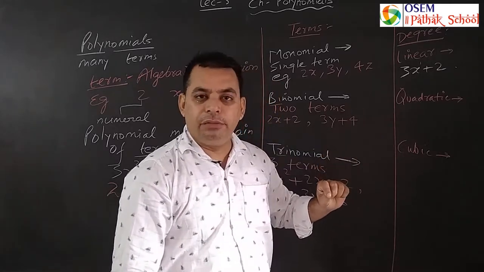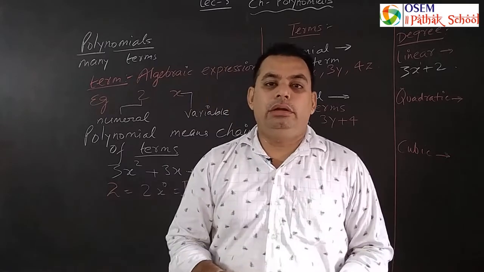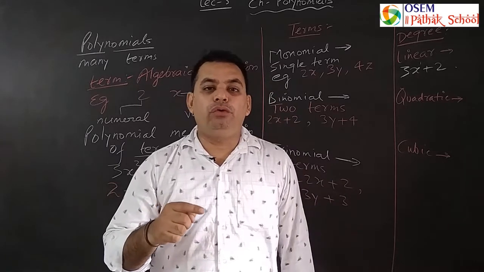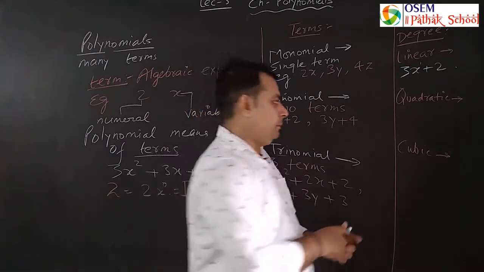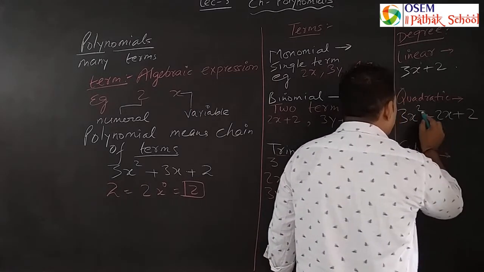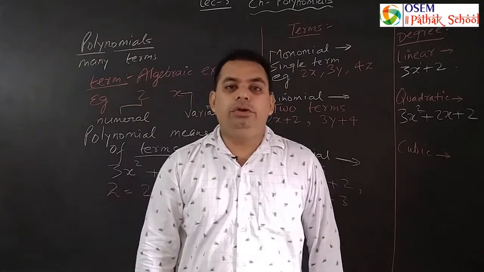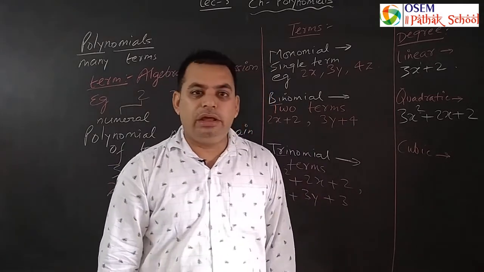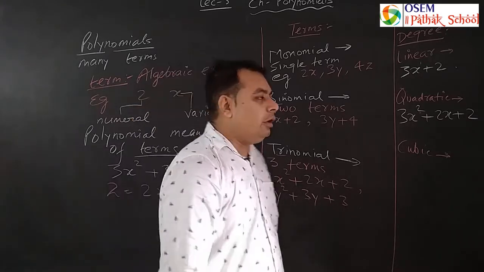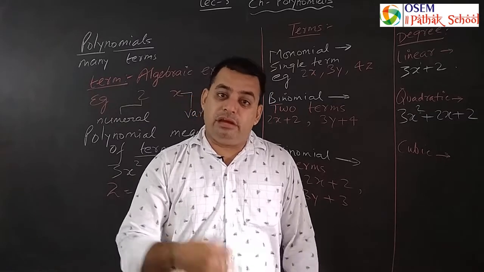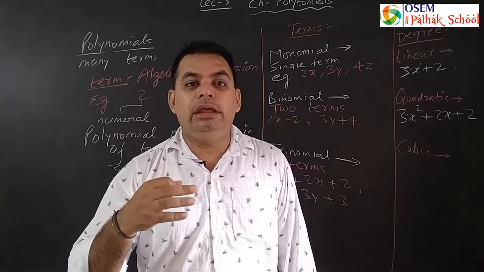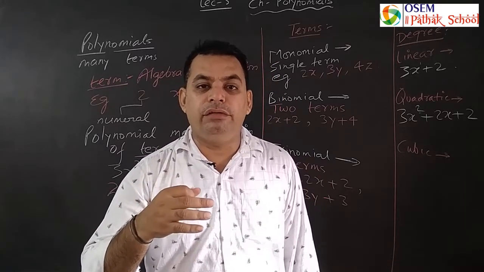Another is quadratic. Quadratic means a polynomial having a power of 2. Any polynomial having a power of 2 is known as a quadratic, like 3x square plus 2x plus 2. Here a polynomial having a power of 2 is known as a quadratic polynomial. Now comes the cubic. What does cubic mean? Cubic means a polynomial having degree 3, a power of 3. The highest degree will be 3.